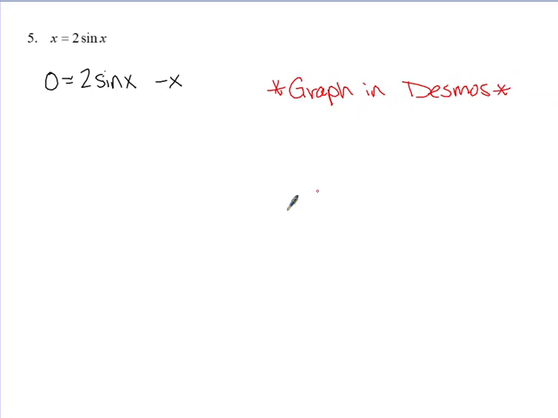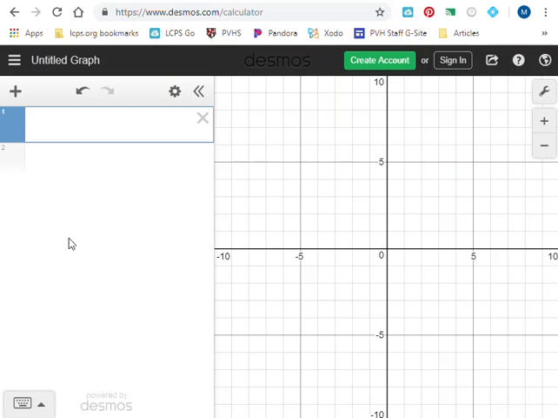Let's take a look at one last problem. I have x equals 2 sine of x. If I start by setting this equal to 0, there's not a good algebraic way to figure this out. So I'm going to go to Desmos and graph this. And remember that I am looking for the x-intercepts.